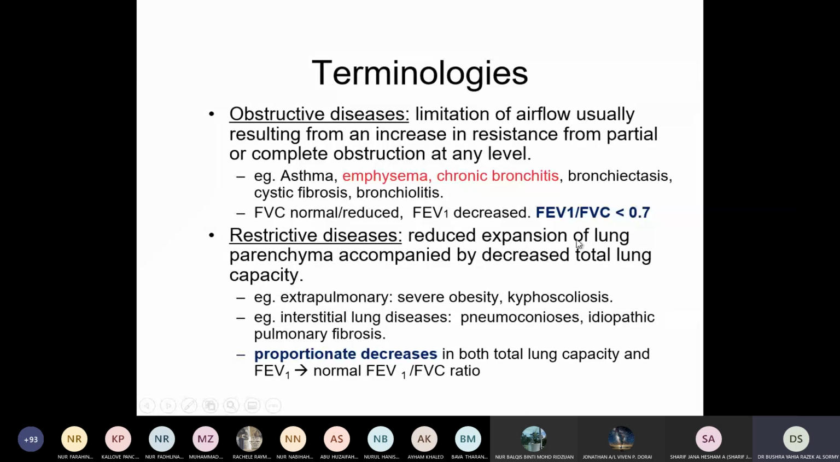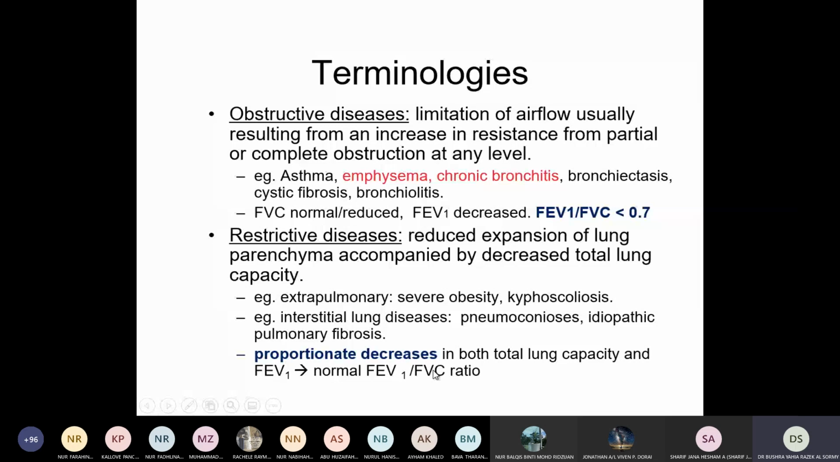Restrictive disease reduces expansion of the lungs. It is from outside, you know. Parenchyma is accompanied by decreased total lung capacity, like extrapulmonary severe obesity, kyphoscoliosis, and also interstitial lung disease, pneumoconiosis, idiopathic pulmonary fibrosis. So proportional decrease in both total capacity, FEV1 normal, and FEV1 to FVC ratio.